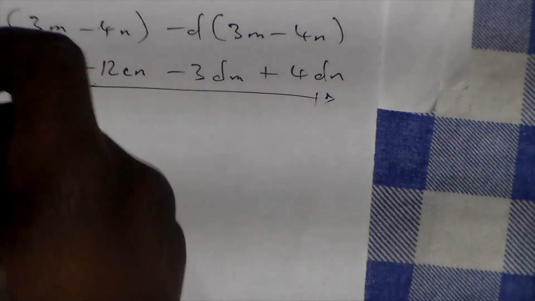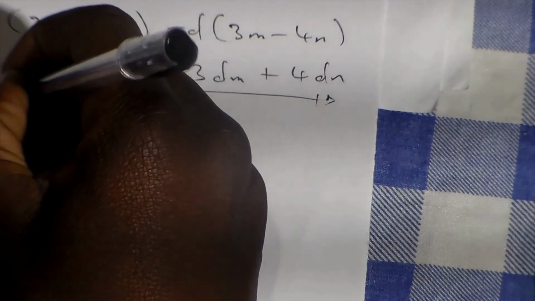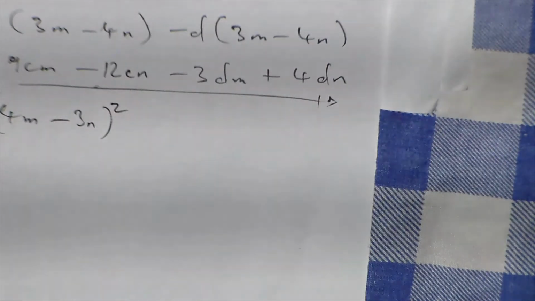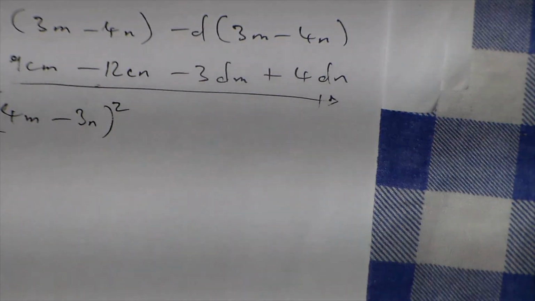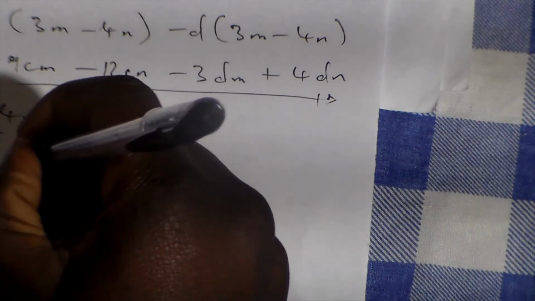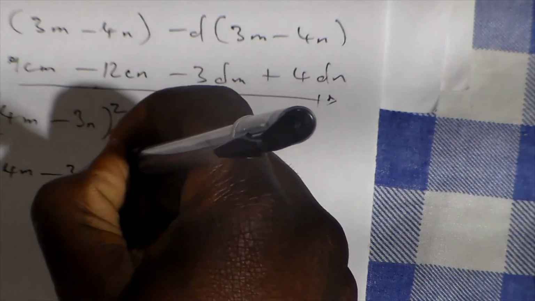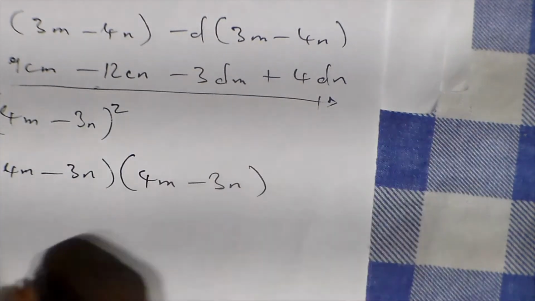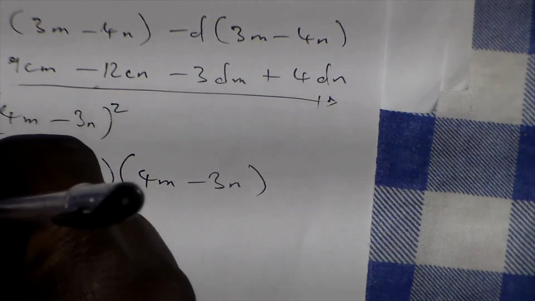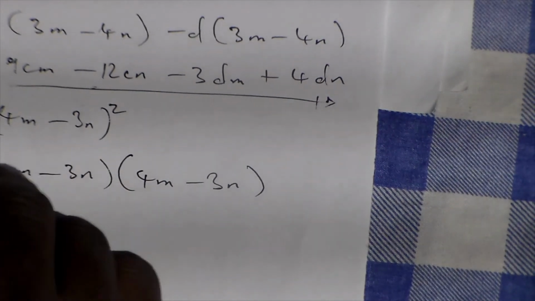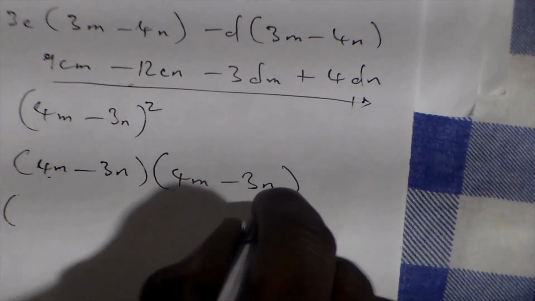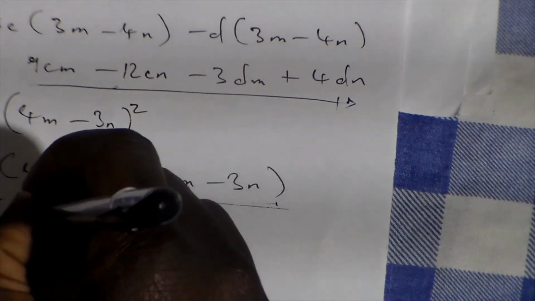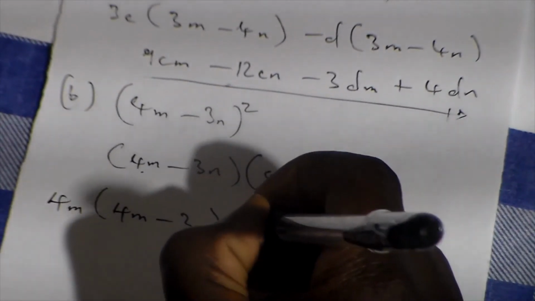Part B of question number 3, it is saying 4m minus 3n squared. So here, this square will mean that the bracket is being multiplied twice. So here we then do our usual expansion, whereby this term multiplies everything there on the second bracket, and this term multiplies everything on the second bracket also.